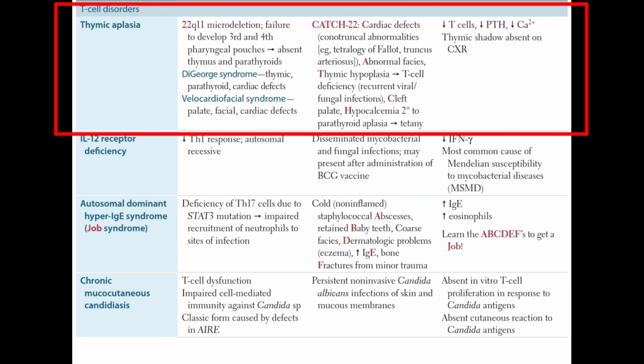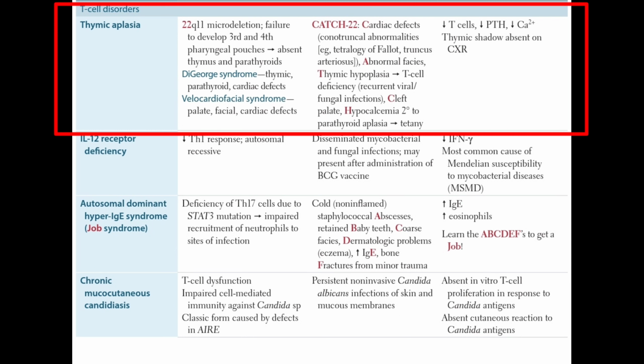Now let us talk about the presentation of thymic aplasia. In thymic aplasia, we see cardiac defects. There are conotruncal abnormalities, for example, tetralogy of Fallot or truncus arteriosus. We see abnormal facies, thymic hypoplasia, which leads to T-cell deficiency, and if there is T-cell deficiency, we see recurrent viral and fungal infections. We can also see cleft palate, and hypocalcemia secondary to parathyroid aplasia, which will ultimately lead to tetany.